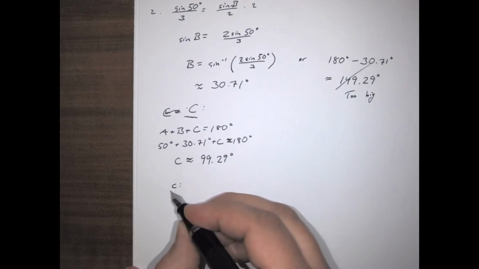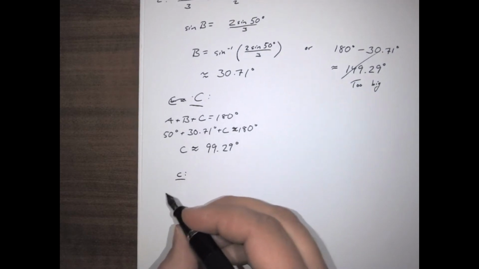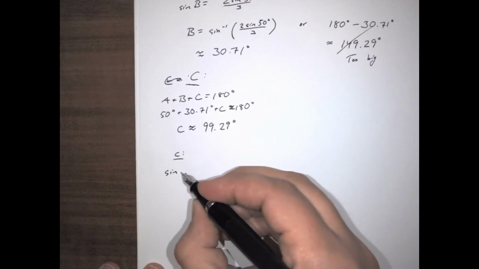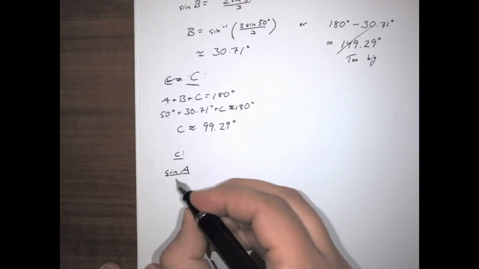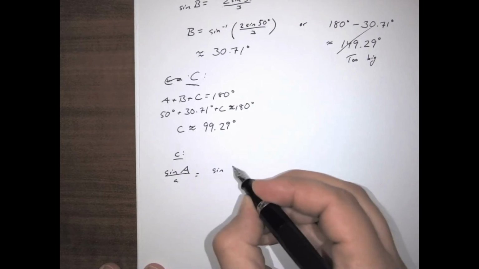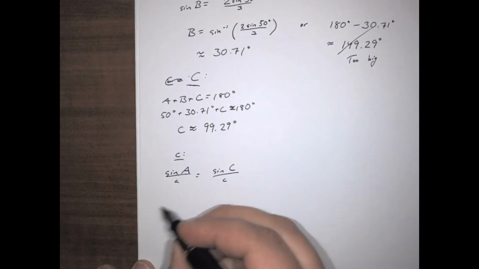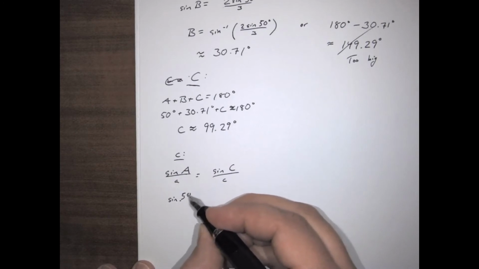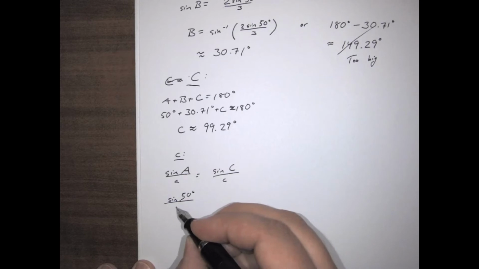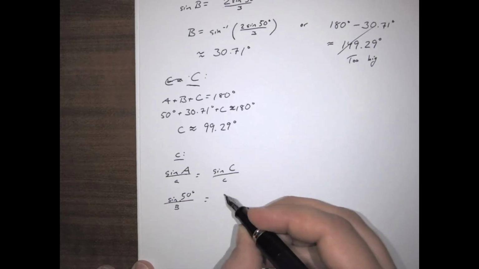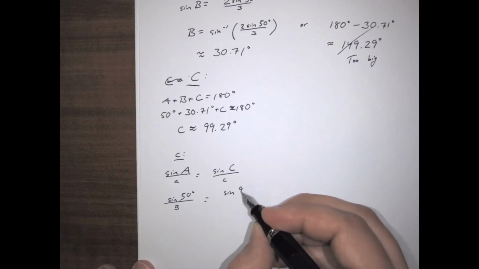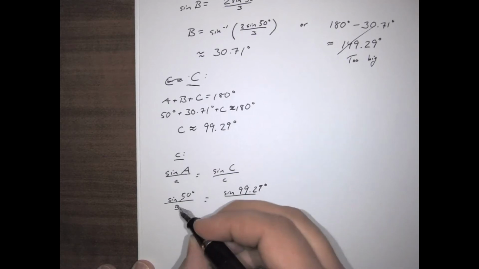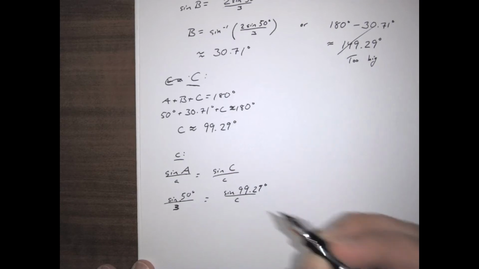So then for little c, again, we'll take the pieces that I have and put them into this little array. So sine of big A over little a is equal to sine of big C over little c, which here is going to mean sine of 50 degrees divided by 3 is going to equal sine of 99.29 degrees divided by little c.